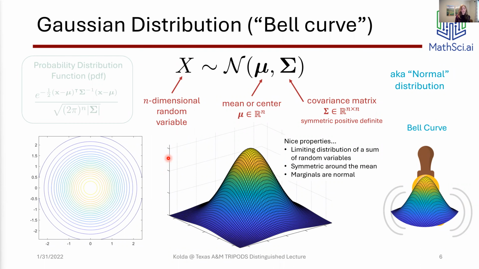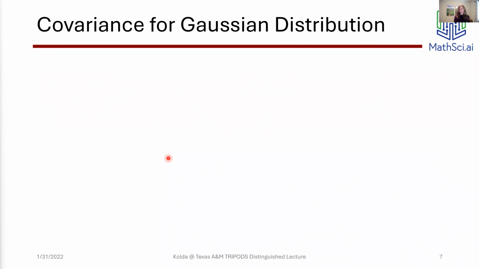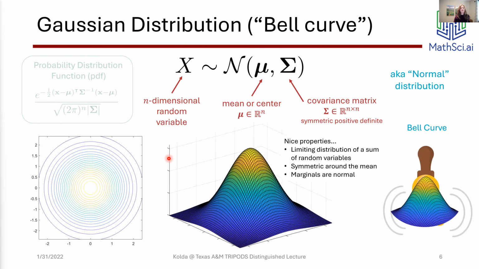And then you can have different choices for this sigma, which is the covariance matrix.